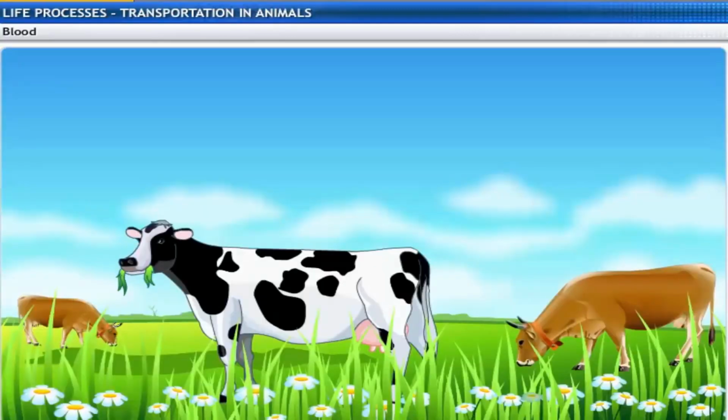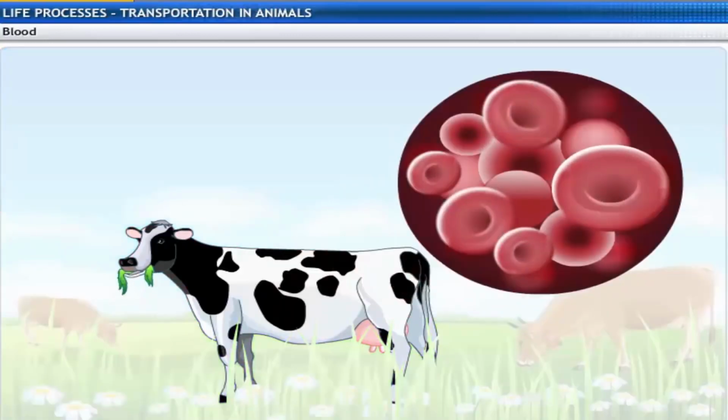The normal range of haemoglobin is not the same for all animals. In cattle, for example, the range of haemoglobin is between 8 and 19%, which is quite different from that of human beings.